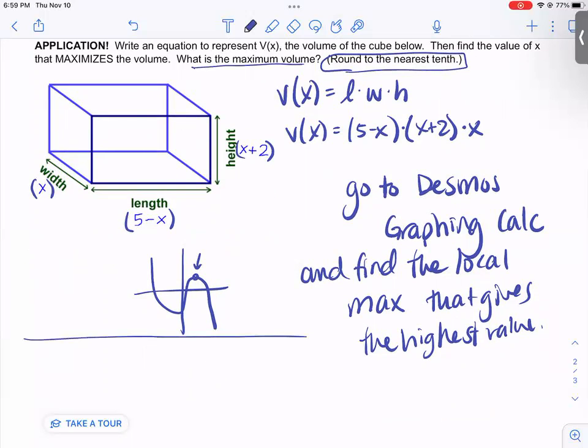Now that you're back on the video, the final answer, just to check your answer for this, is 30.0 if you're rounding to the nearest 10th. 30.0 is going to be the max volume for this function. That's it.